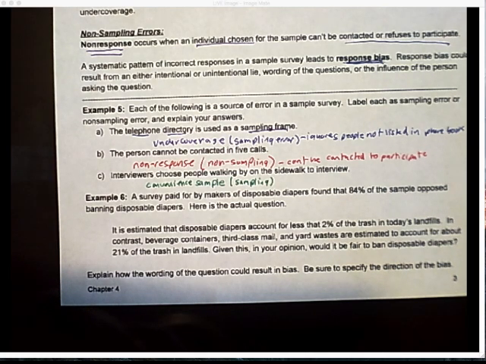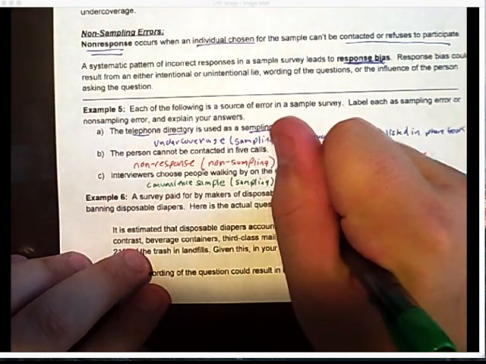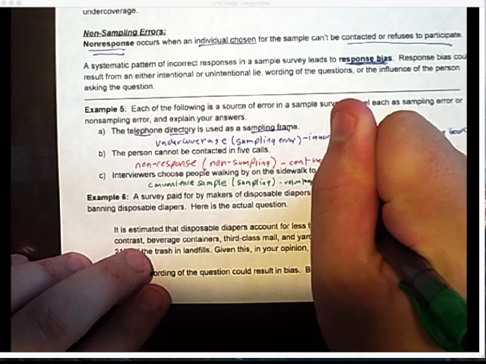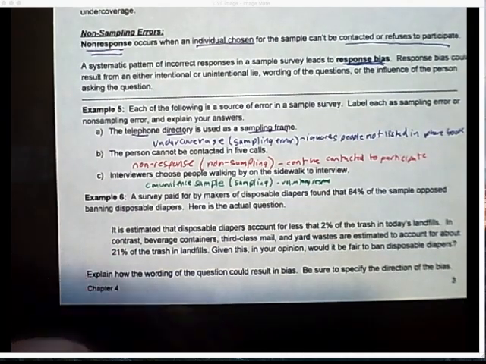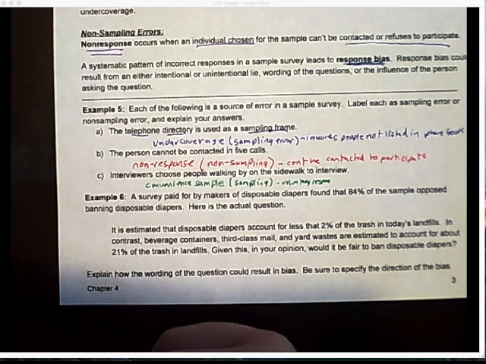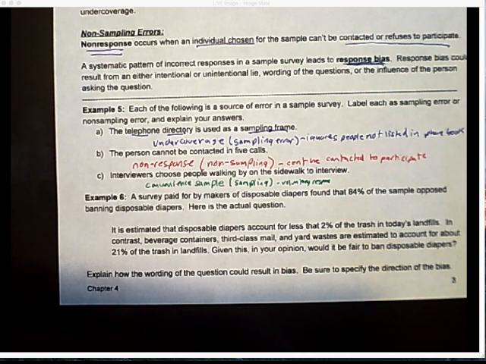All right, and I guess you could kind of frame that as a voluntary response. Okay, a little bit of voluntary response there, because if people are passionate about what you're asking them, they'll participate, and if they don't care either way, they're probably going to keep on walking by. Let's look at the last one.